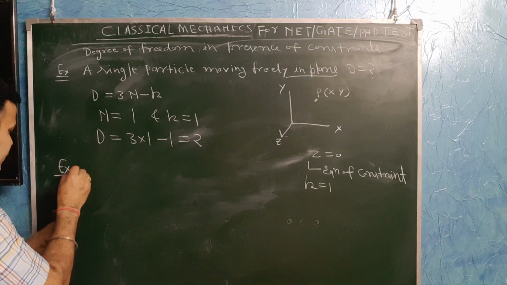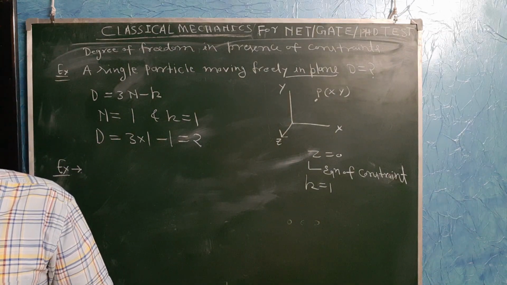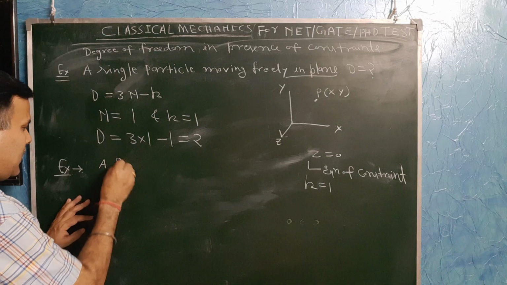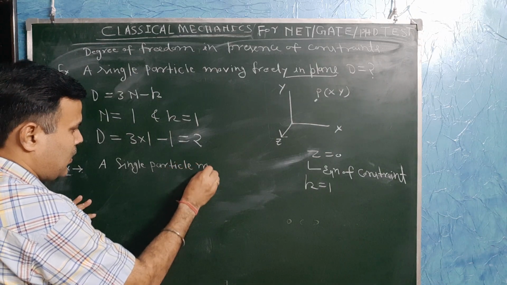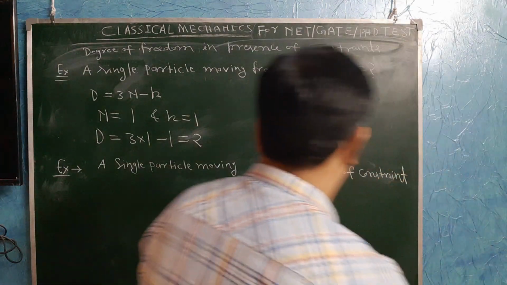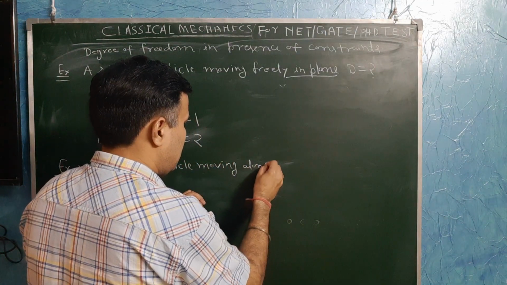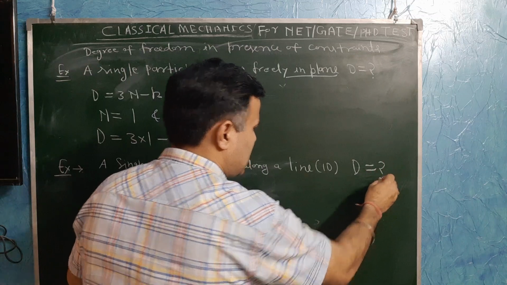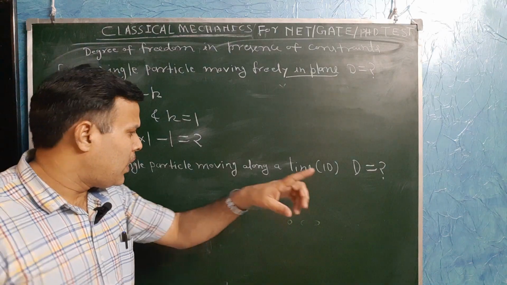Now we have another example, that is a single particle moving along a line. A single particle moving along a line, which means 1D, then what is degree of freedom? This is another example. A single particle moving along a line means particle moving only along one direction.